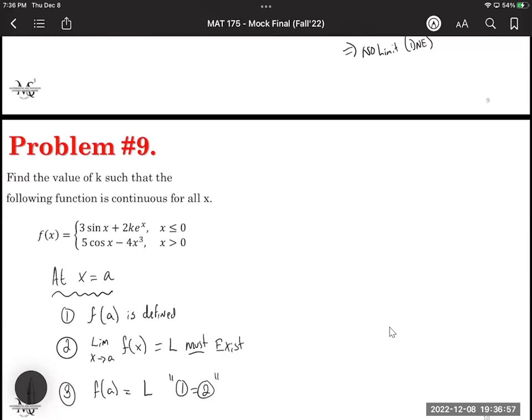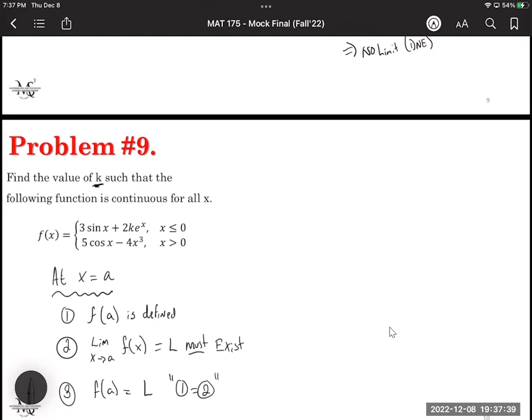The thing about this problem here is that we're not checking for continuity at some value. Instead, we're trying to find the value of k that's part of the piecewise function that will make this function continuous for all x. So I'm not going to show you the checking part, but I'll show you how to get the answer part. The check part would have been, once you get the value of k, you rewrite your piecewise function and then go through this checklist. But again, I'm only going to go through how to get to it.